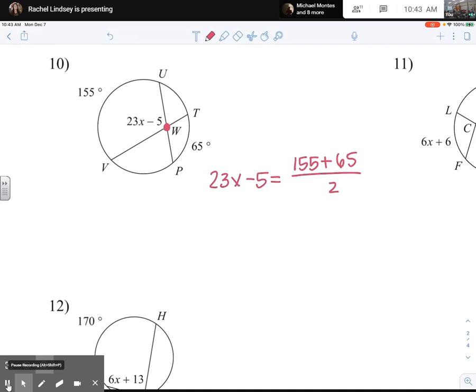155 plus 65 is 220. 220 divided by 2 is 110. So 23x minus 5 equals 110. Add 5 to both sides. 23x equals 115. And 115 divided by 23 is 5.